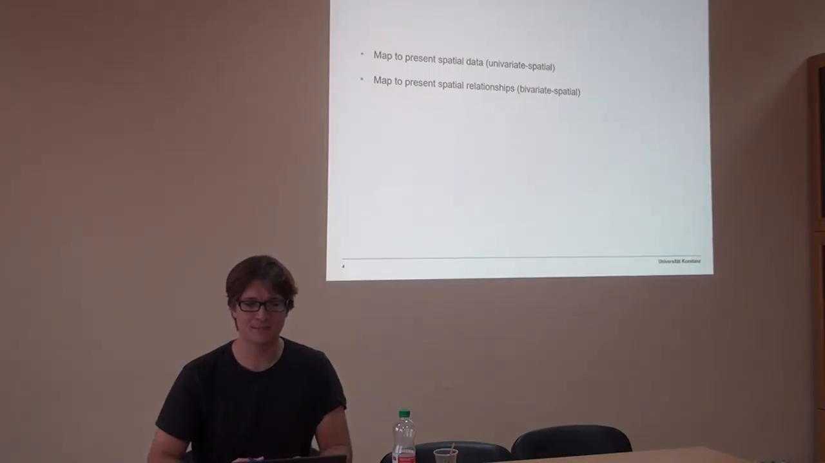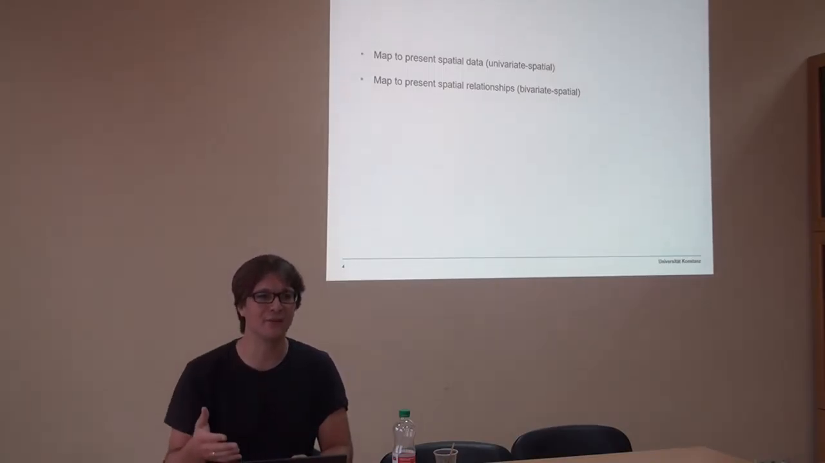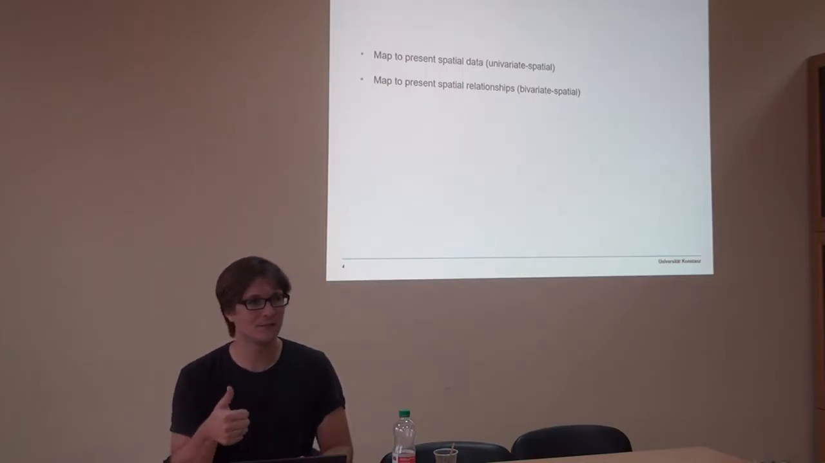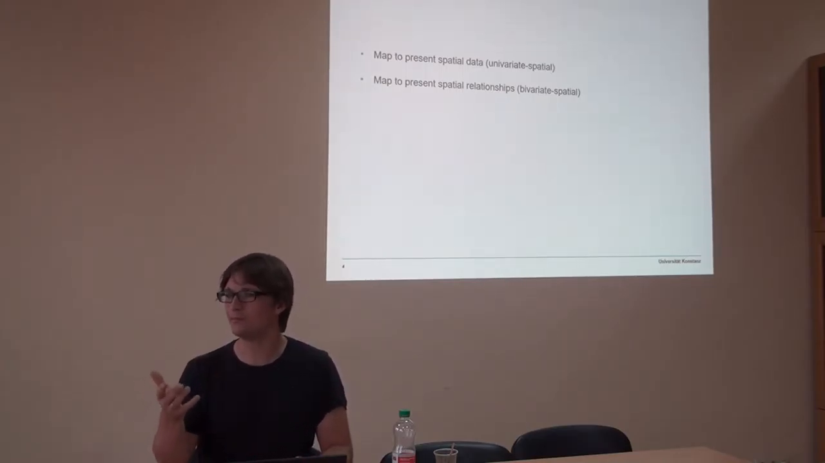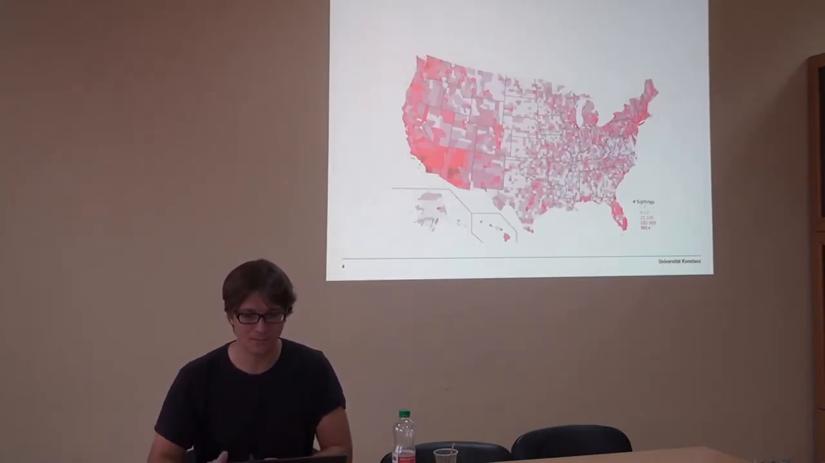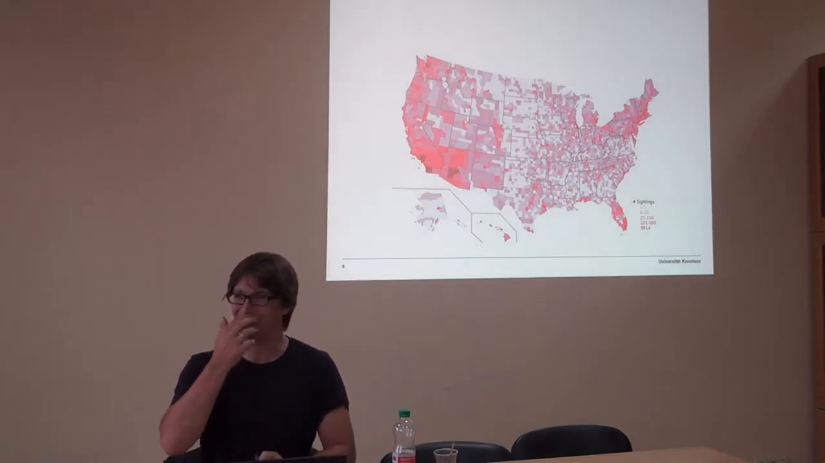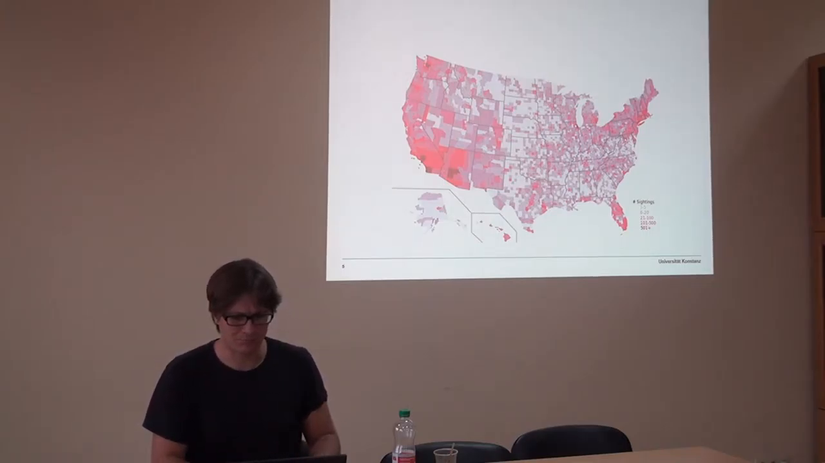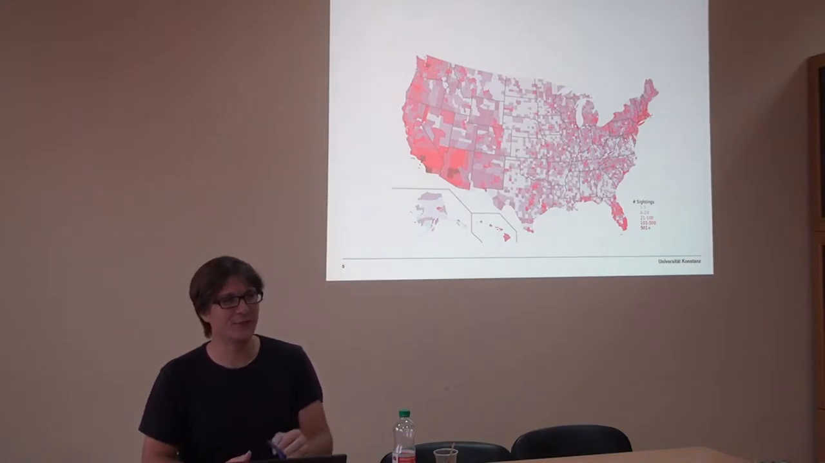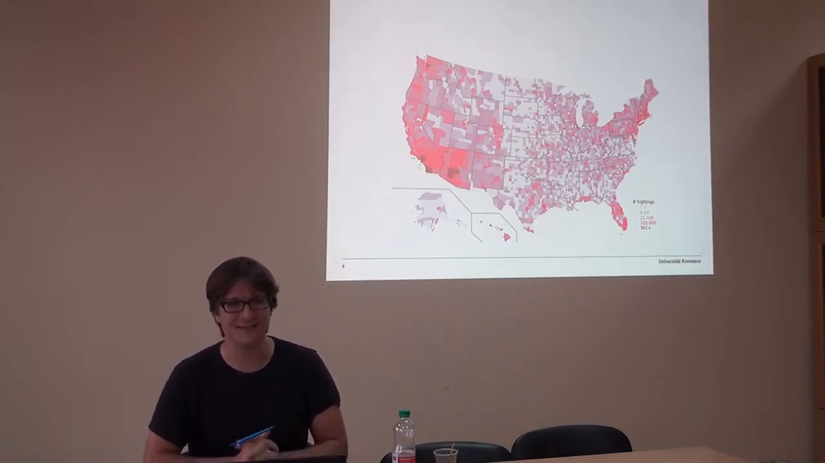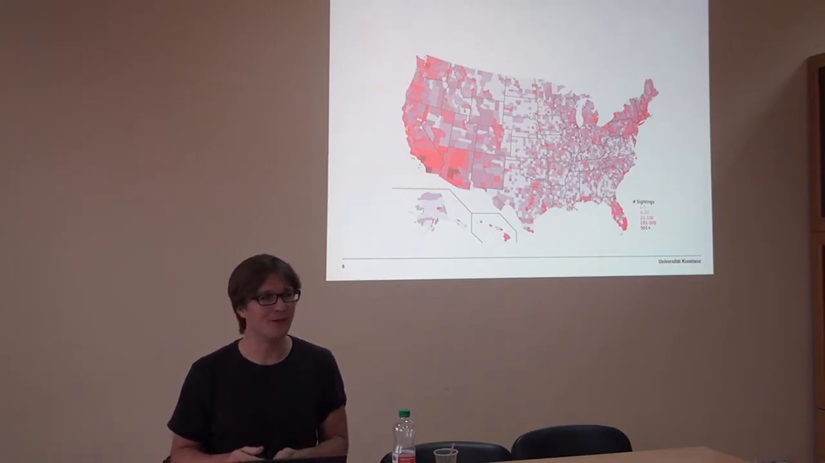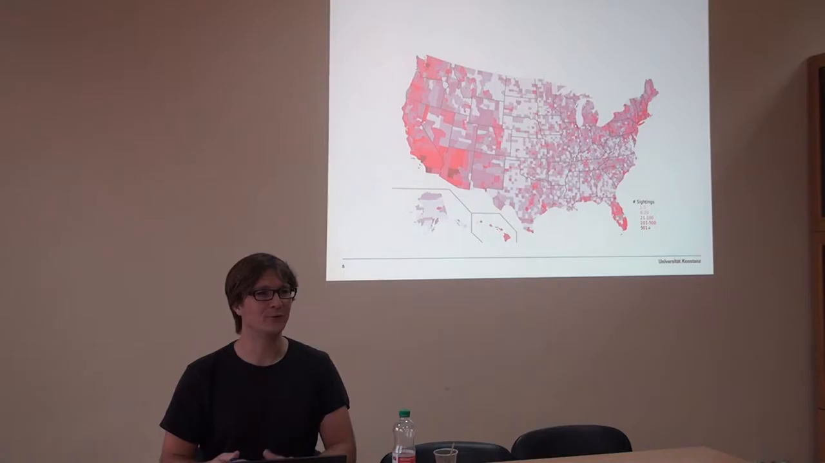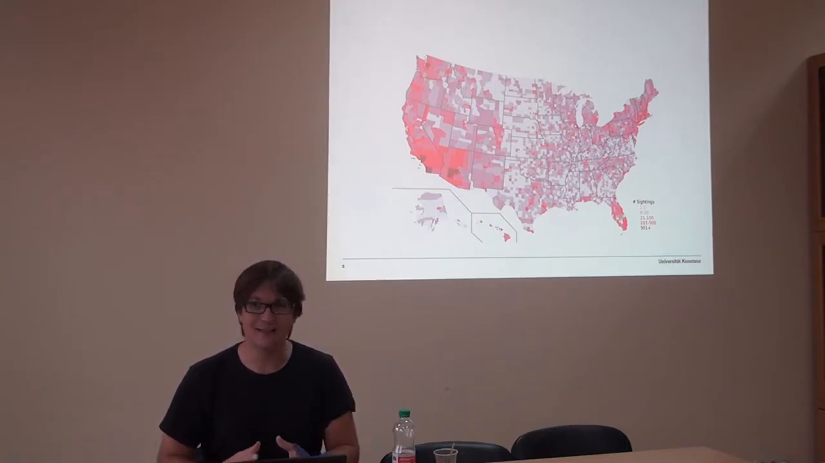More interesting, for social scientists and scientists in general, is when you create a map to present spatial relationships. That is, you have bivariate spatial data, so you have not one kind of unit, like we had before, universities, but you have two kinds of information. So, for example, UFO sightings in the US, spatially. These are some kind of regional units, and for each unit there is a number of UFO sightings in one year. So, the more purple, the more sightings.